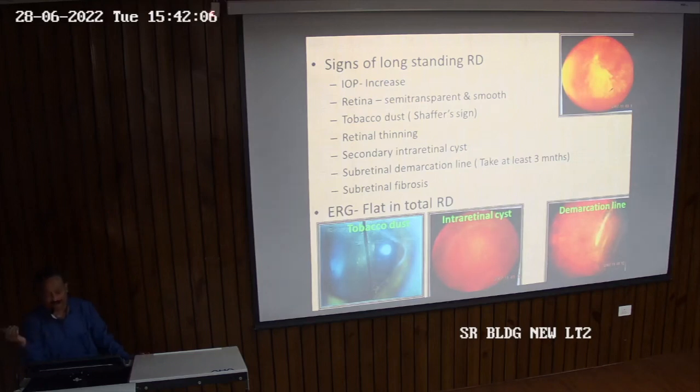membranes over the retina. These are all signs of chronicity, which is known as proliferative vitreoretinopathy, one of the causes of failed RD surgeries, because if there is chronicity, this PVR does not let the retina go back to its normal position. And if you do an ERG, or electroretinogram, it is totally flat in a case of total RD. If it is total RD, then it will be flat. If it is partial RD, then you can have some recording on ERG.